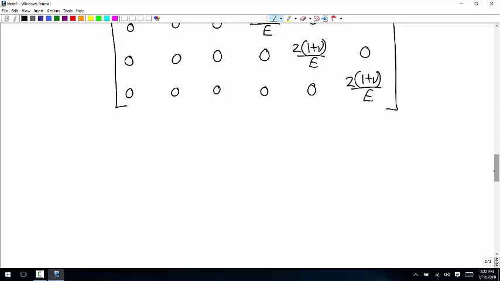Okay, so that is the relationship between stress and strain. Well, this is if you have the stress and you want to calculate the strain. If you have the strain and you want to calculate the stress, just have your calculator invert this matrix.